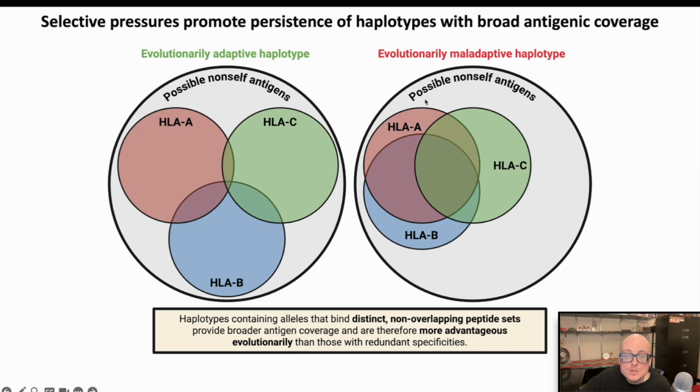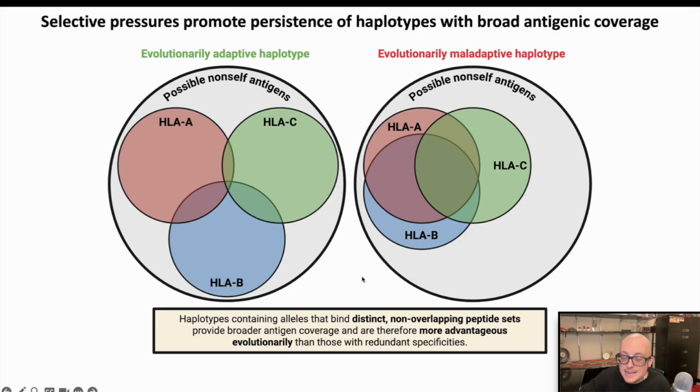meaning that this person is going to be more susceptible to a greater number and a greater diversity of potential pathogenic threats. And so this would be evolutionarily maladaptive, because they are going to get sick more often with more types of pathogens. And probably that is going to decrease their ability to survive and reproduce. And so you can imagine that there's a very natural kind of selective pressure for haplotypes to contain alleles that are distinct from one another, versus those that are too similar.